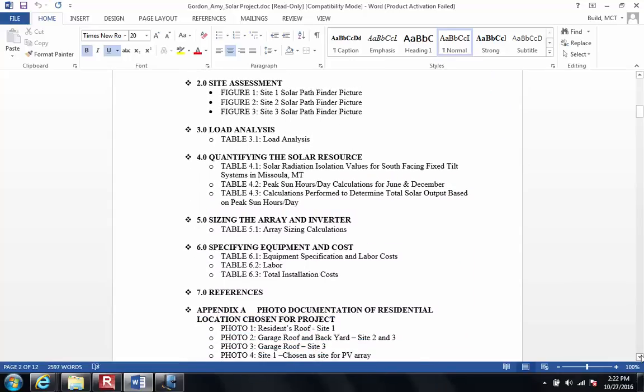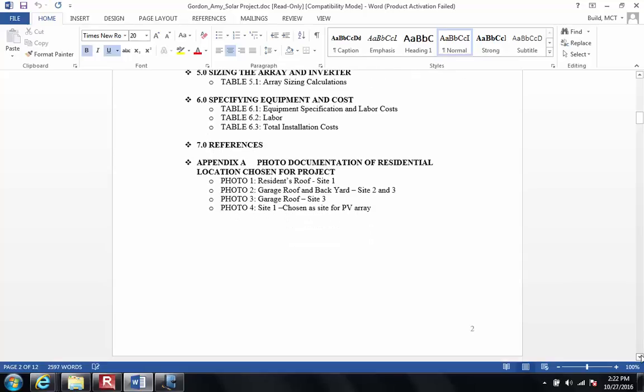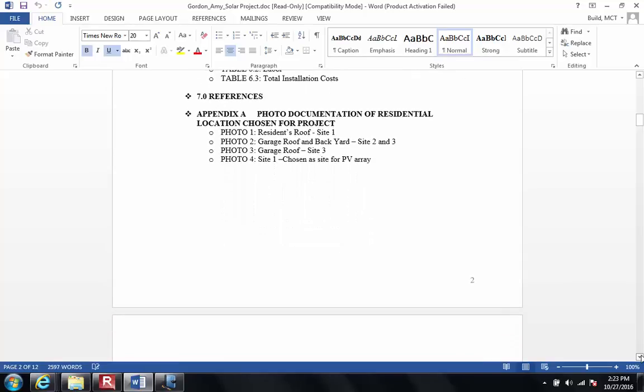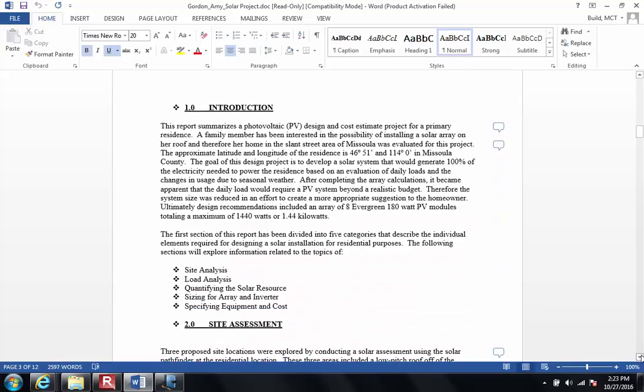So you can see they went through a site assessment, did a load analysis, taking a look at the house, kind of like you're looking at your electric bill. Quantifying the solar resource, that's doing our research and making sure that we have enough sunlight and the system will perform. Sizing, determining how big this system has to be to meet the expectations. Specifying the equipment and the cost, and of course references. So we'll take a look at this a little bit as we go. Looking at a PV design in Missoula.